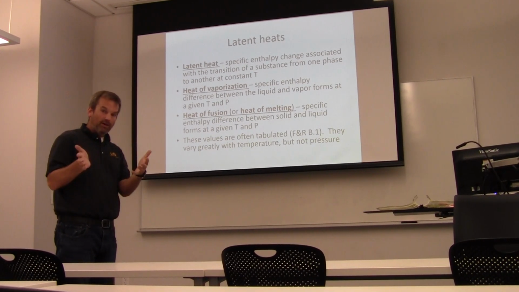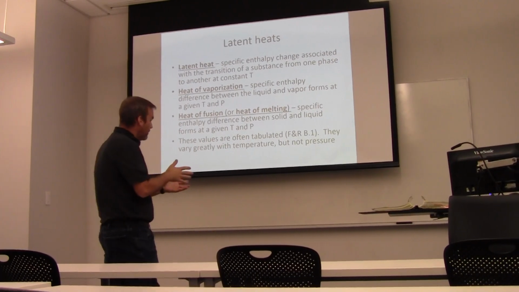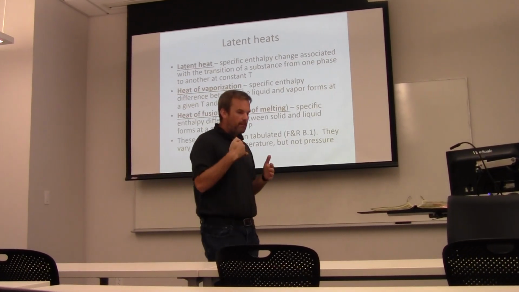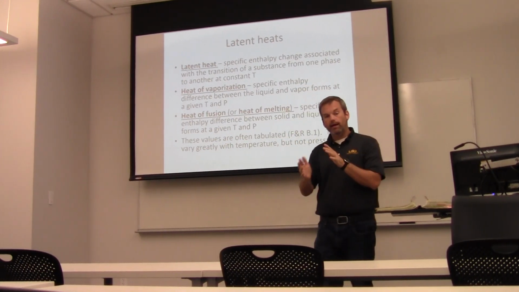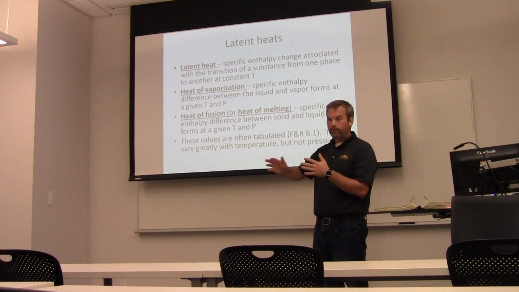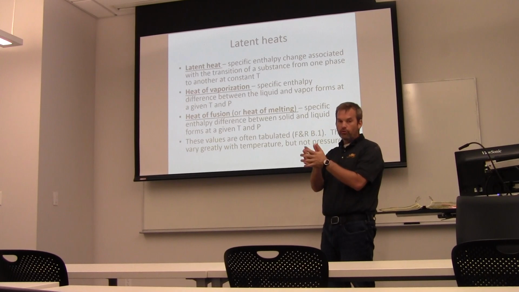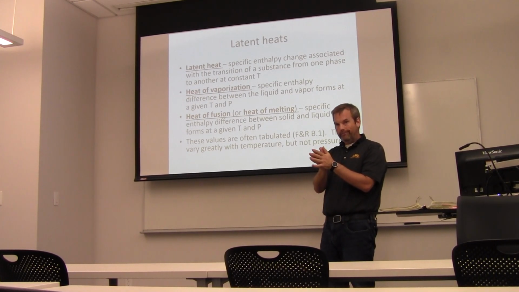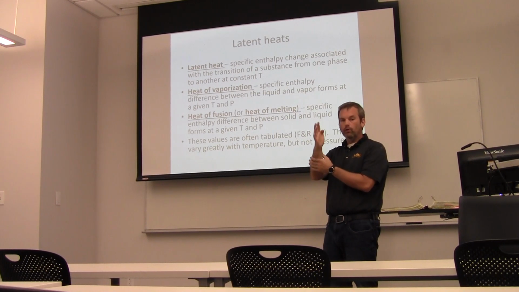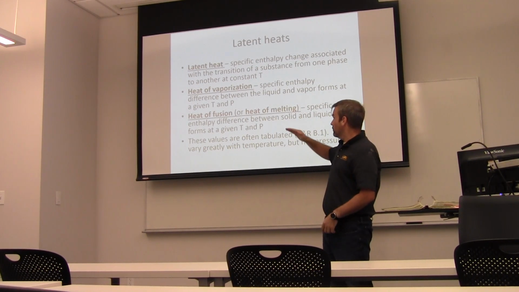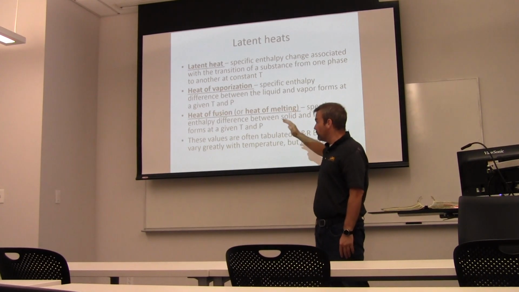If I want to know a heat of vaporization or a heat of fusion or a heat of melting, I can get that information in B1 in the back of my book. Remember, B1 is the one that's alphabetized with all the different compounds in there. If you're interested in a particular compound, like, I don't know, chloroform, you can go to chloroform in the back of the book. You can look up the heat of vaporization and the heat of fusion, heat of melting.